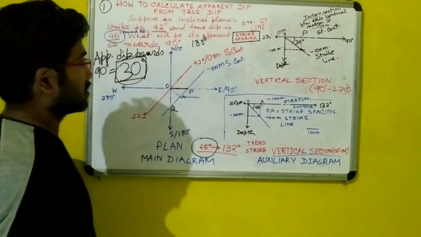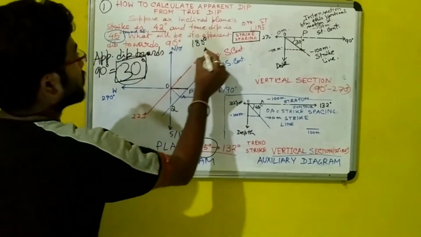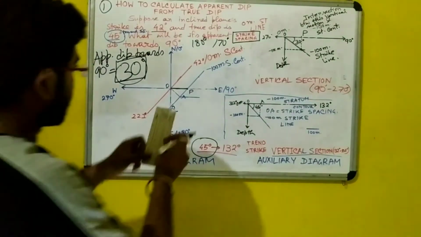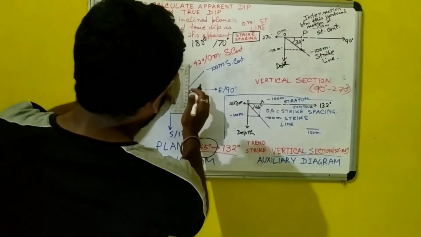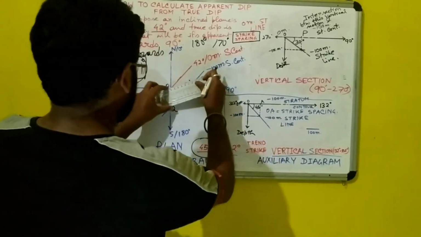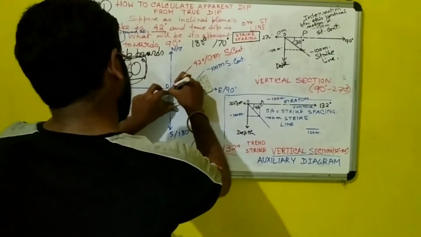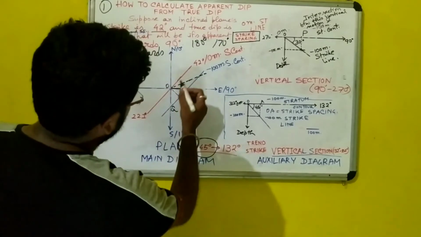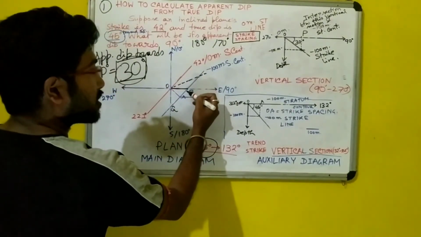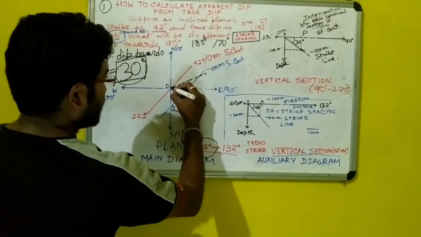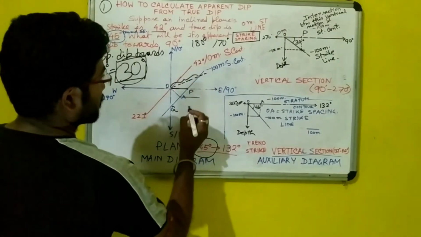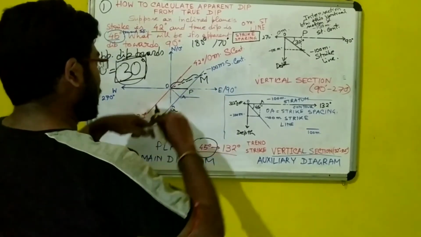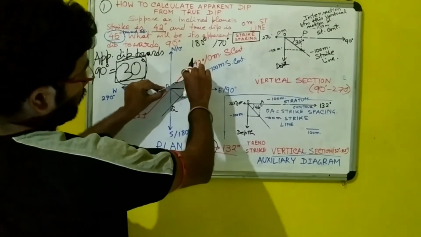Suppose I am asked to calculate the apparent dip towards 70 degree. So what do I have to do? I have to take the 70 degree direction and put a dash line at 70 degree. This is the 0 meter stratum contour, this is the minus 100 meter stratum contour. So this length, suppose this is OM. So I have to take this plane now, this vertical plane.